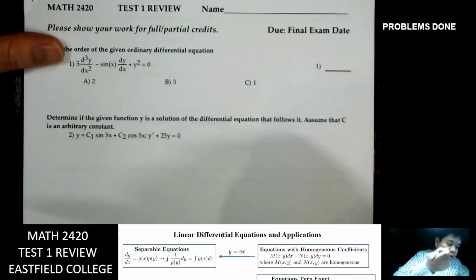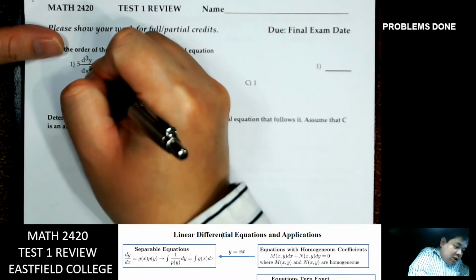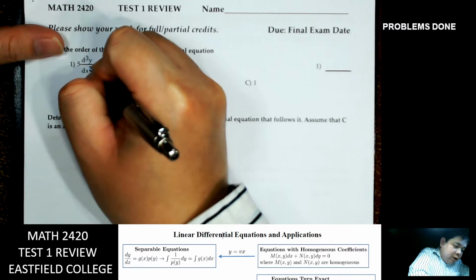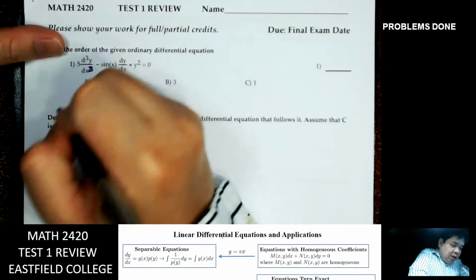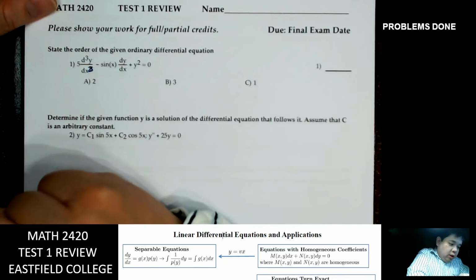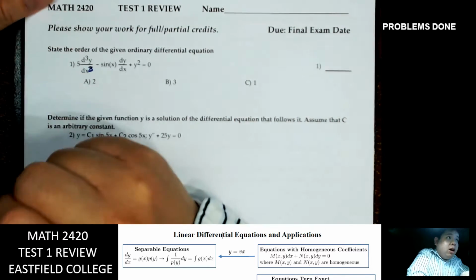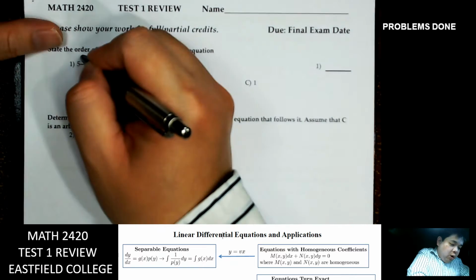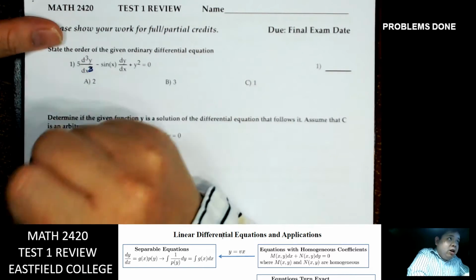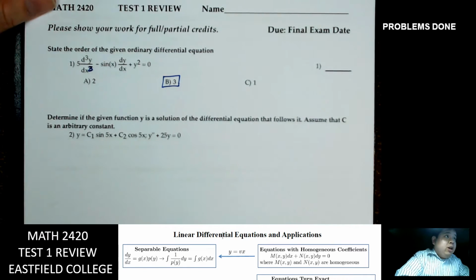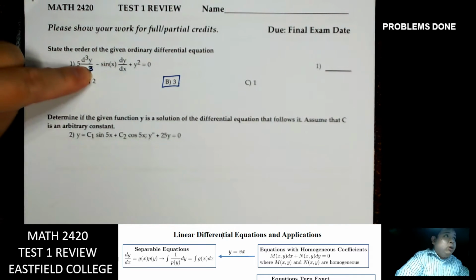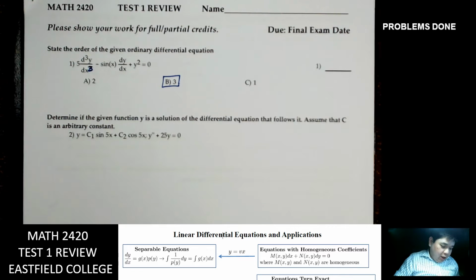The first question, by the way, is a typo. This should be a cube. So that is a cube. So the highest order of derivative is the third derivative. So it will be 3. By the way, that should be 3. Right. That's the first one.